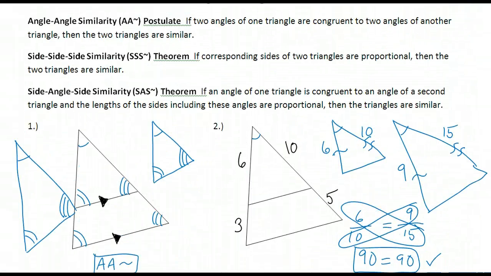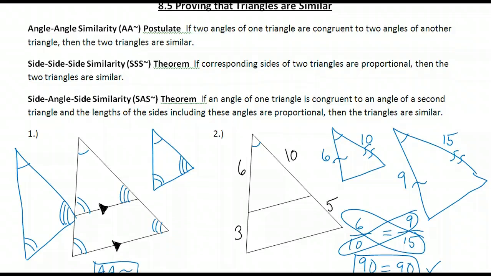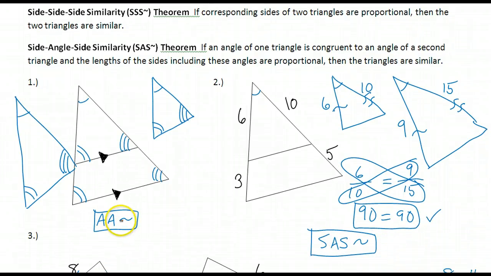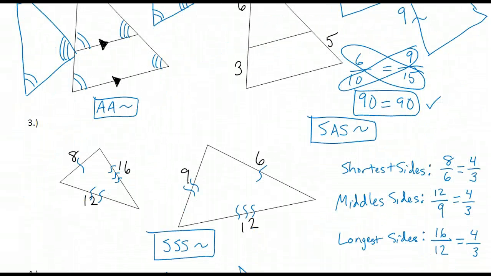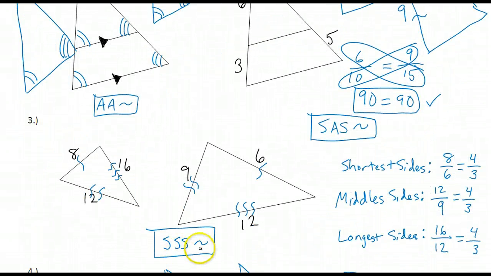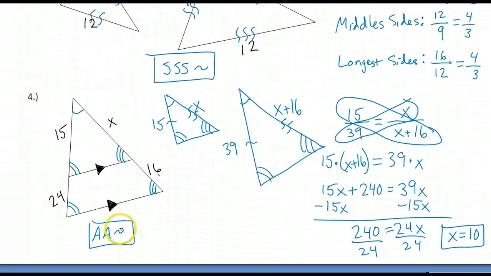So there are three different ways to prove triangles similar. Angle-angle, side-angle-side, and side-side-side. Once two triangles are similar, their sides are going to be proportional, which we can use to solve for variables.